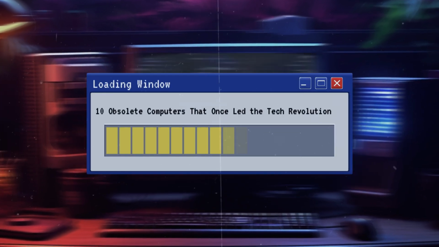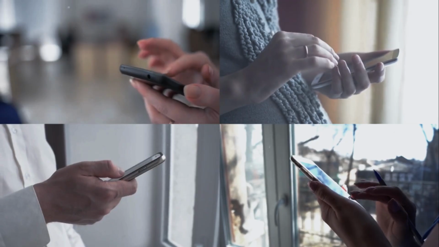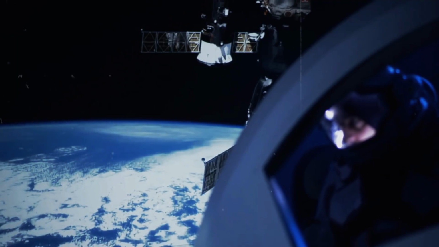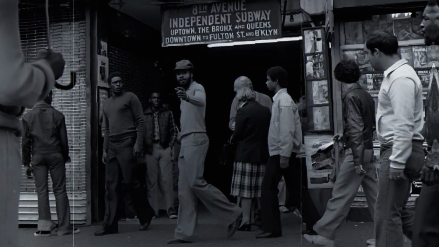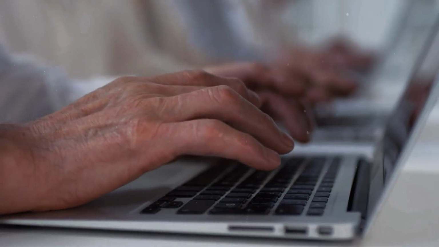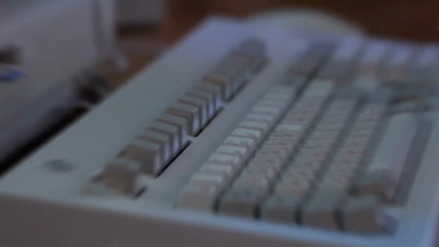10 obsolete computers that once led the tech revolution. Your smartphone has more computing power than the machines that sent astronauts to the moon. It would have sounded unreal for someone in the 1980s, but that is where we are today. And we owe much of this advancement to the once revolutionary computers that are now relics of the past. Without them, we wouldn't have the sleek and always connected devices we have now.